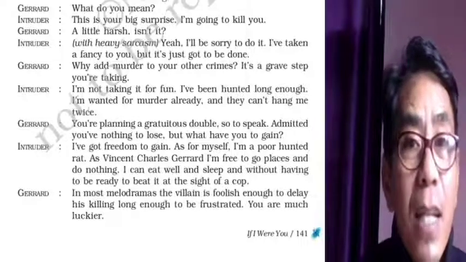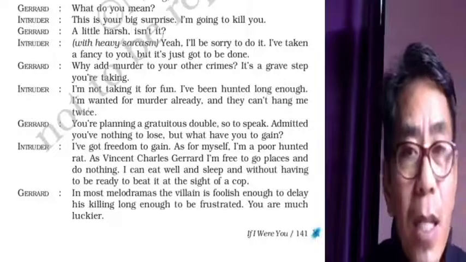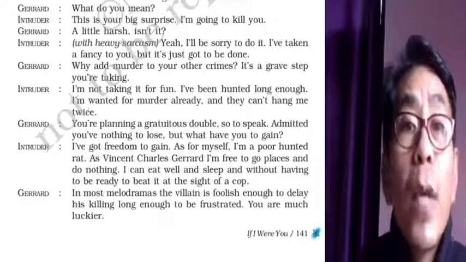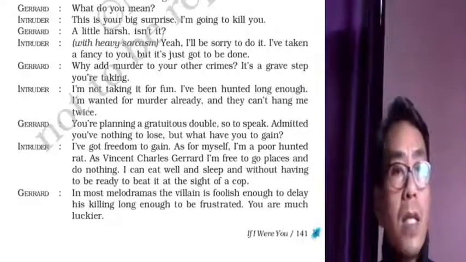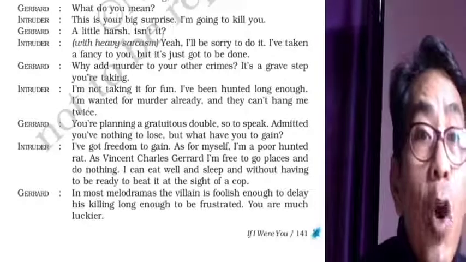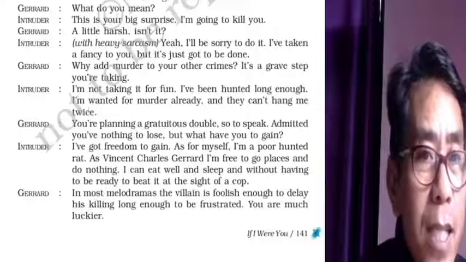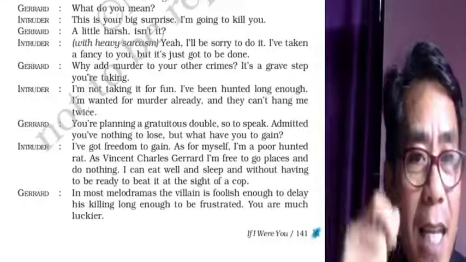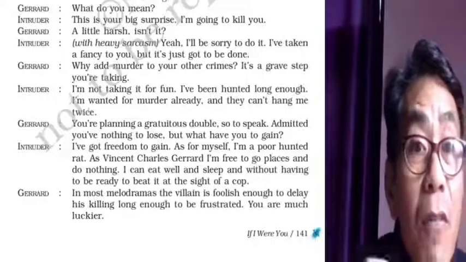If there isn't anything to use, then what would you gain if you kill me? Okay, you said that you have nothing to lose, and what would you gain if you try to kill me? So Gerard asked him that he was doing an unnecessary thing. Intruder: I've got freedom to gain. And what did the intruder say? The intruder said that if there is one thing that I could gain from killing you, that is the freedom. I would get the freedom.